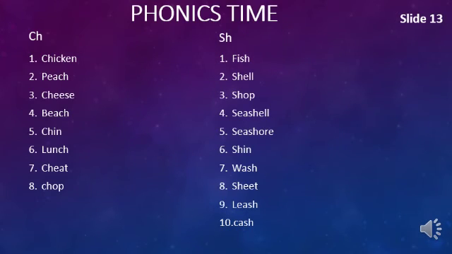So here we have two different sounds. Number 1 we have the CH and number 2 we have the SH. So if we are going to pronounce the CH sound, we are going to pronounce it like cha, cha. Number 1, chicken, peach, cheese, beach, chin, lunch, cheat, chop.